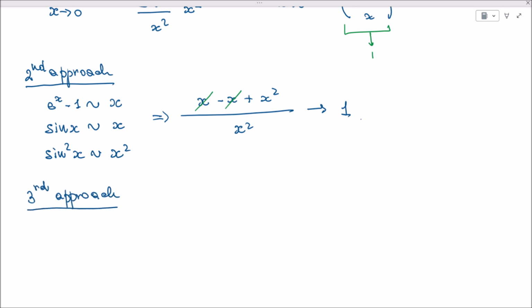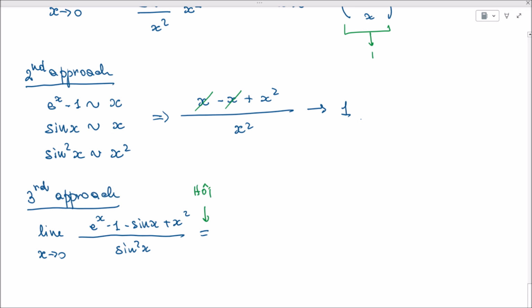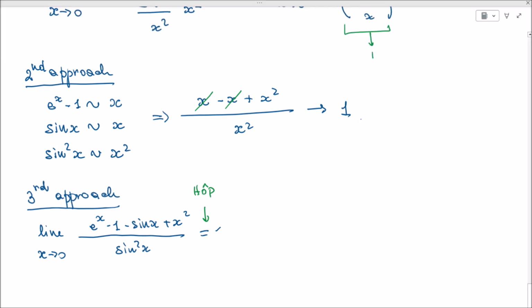And let's see if this gives a result which is consistent with the previous one. So we have the limit as x goes to 0 of e to the x minus 1 minus sine of x plus x squared, divided by sine squared of x. Now let's apply L'Hopital. This is the first application of the L'Hopital theorem. This gives the limit as x goes to 0.